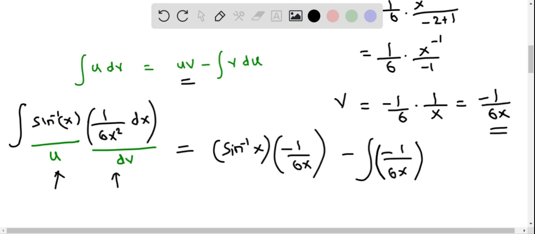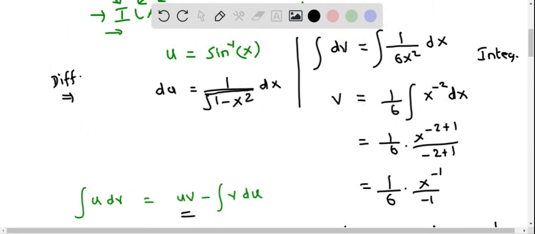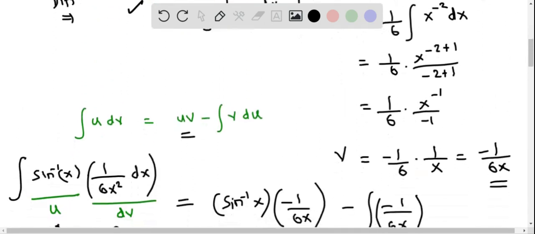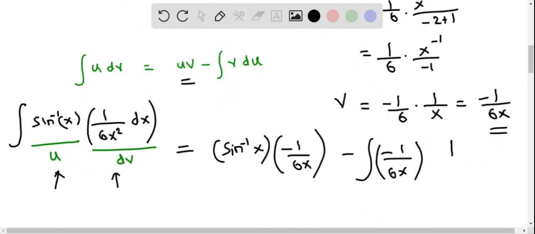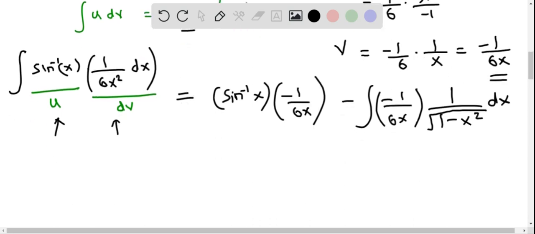du. So let's check du. This is du, that is 1 over the square root of 1 minus x squared dx. So I write this as 1 over the square root of 1 minus x squared dx. So we will simplify this. We have a negative 1 here, so I can rewrite this as negative of sine inverse of x.